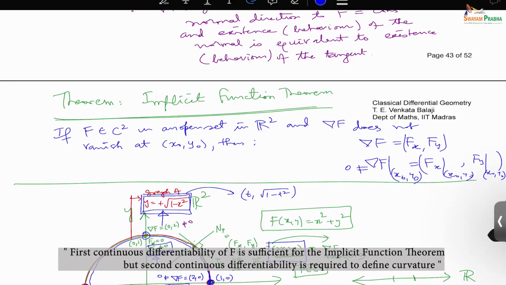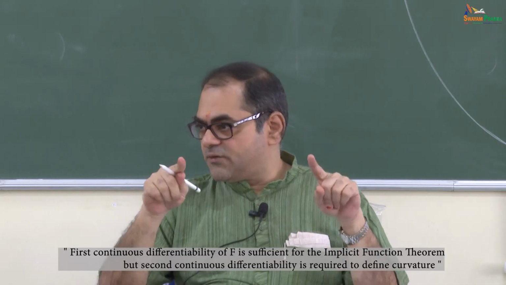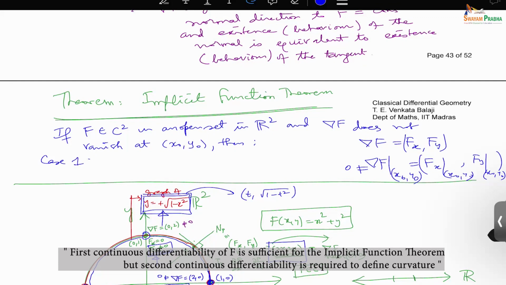Now, when an ordered pair is not 0, there are two possible cases. Each entry being non-zero is a case. So, case 1, you can have fx of x0 comma y0 not 0. Okay, the partial derivative of f. So then what happens? In fact, I think I have put C2. I don't have to put C2. Let me put C1.